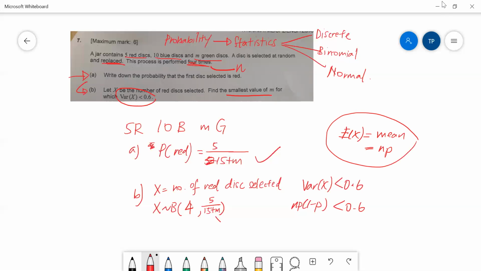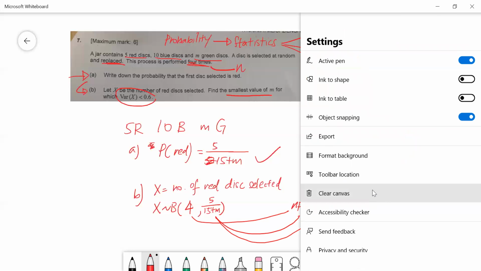So from here, you just have to sub it in. Then from there, you solve for m. Then you can find the smallest value of m. So this question is fine, right? So always understand the setter's intention. Like how I always tell you guys, when you look at the question, understand how this person is trying to set it. How is this person trying to communicate with you?